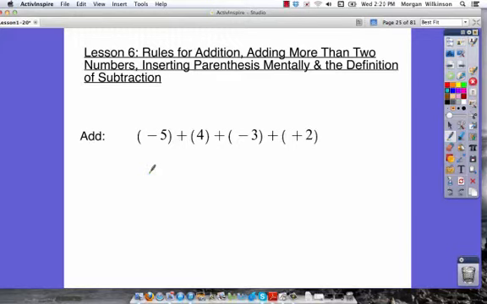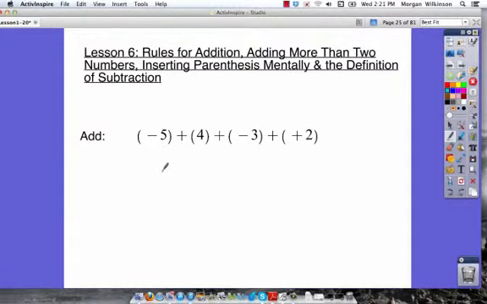In Lesson 6 today, we're talking about rules for addition, adding more than two numbers, inserting parentheses mentally, and the definition of subtraction. And in this lesson, we're going to start off by adding -5 plus 4 plus -3 plus +2. And when we do this problem, we could use the number line in directed numbers like we did in Lesson 5, or we could add mentally. And adding mentally, step by step, is a very efficient way to do this. More efficient, in fact, than using those directed numbers.